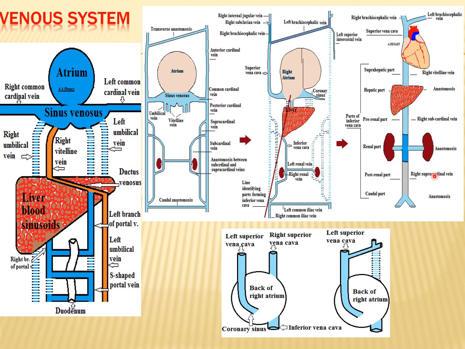So the caudal portion: this is the renal portion, this is the post-renal portion, then this is the caudal portion, arising from anastomosis between the posterior cardinal veins, this and this. This anastomosis between the posterior cardinal veins forms the caudal portion, which forms the two common iliac veins.